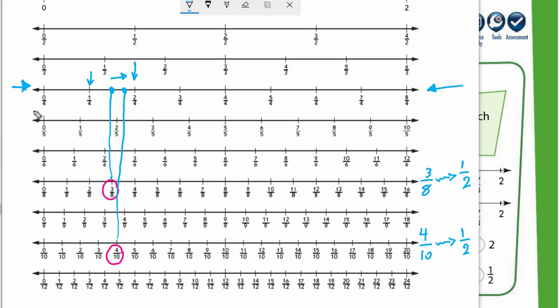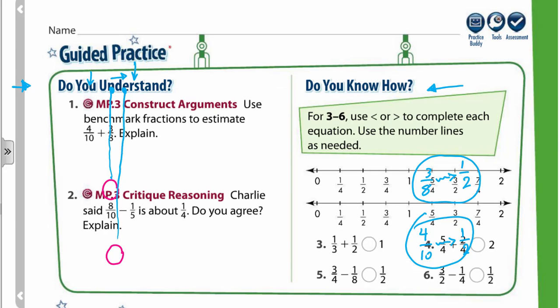This line. If you don't have a ruler, try to use any paper to make the straight line. Now, do you have any problems with this estimation? 3/8 is about 1/2 and 4/10 is about 1/2. Okay, back to the question. And Salman with me.